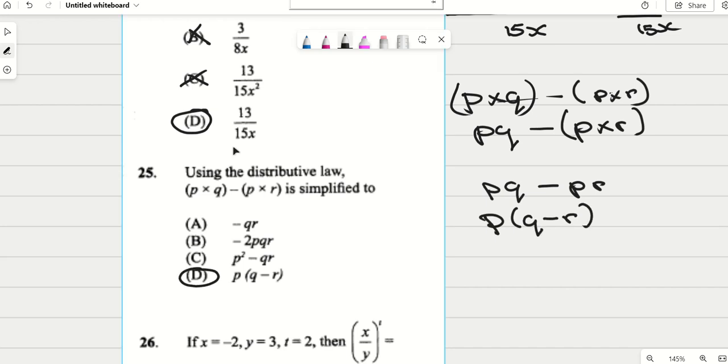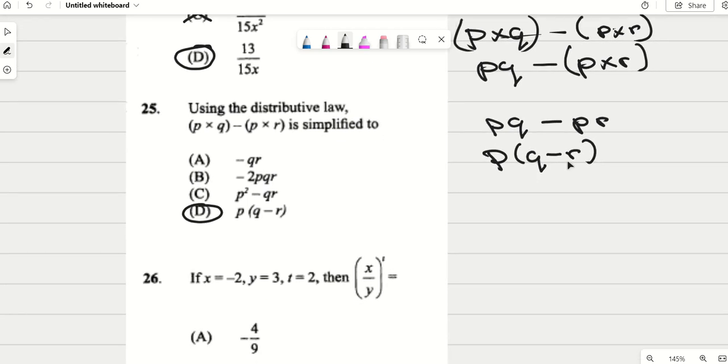Right, so distributive law states that you have to do whatever is in the brackets first. So it's P by Q is PQ, P by R is PR. And then you minus the 2, and then when we minus the 2, we see they have P in common, so it would be P open bracket Q minus R. So that is how you would do this question here.